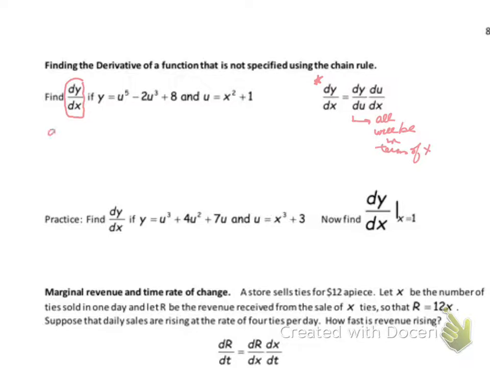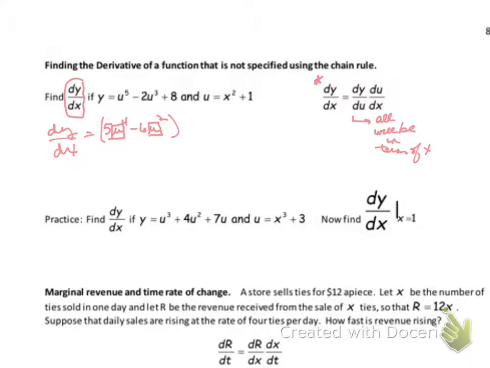So I want to find dy dx. They tell us, first find dy du. So dy du is going to be 5u to the 4th minus 6u squared. Now, these u's are going to have to go. So I'm going to just box them off for a second because we're not quite done. So this is the first part of the chain.